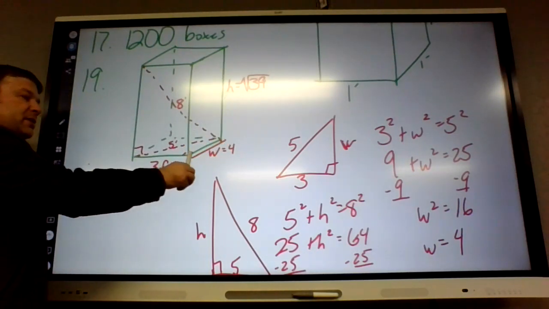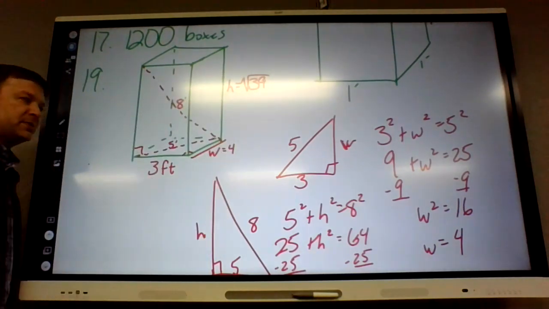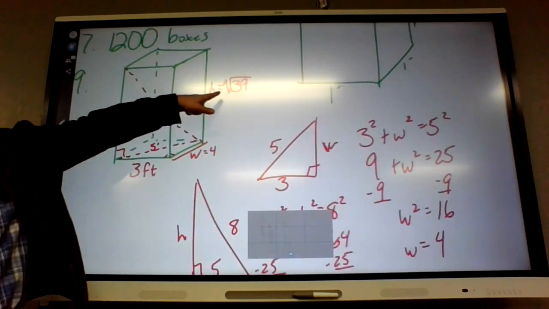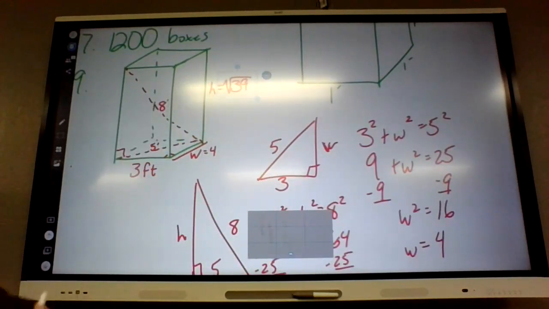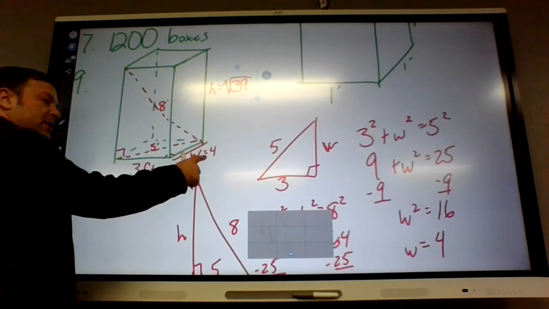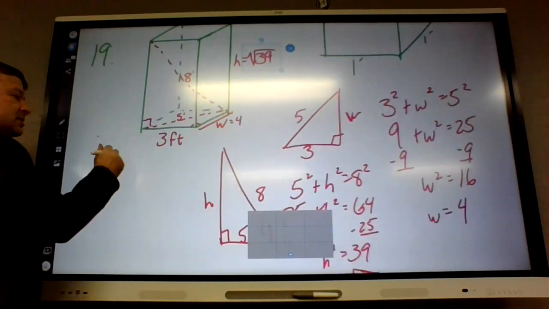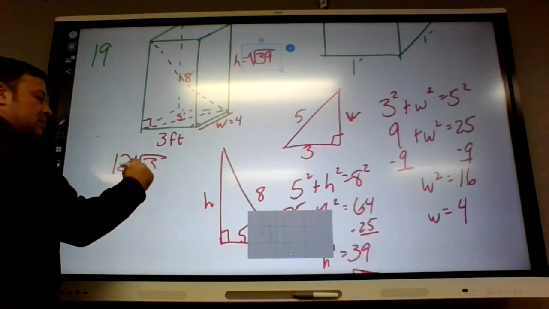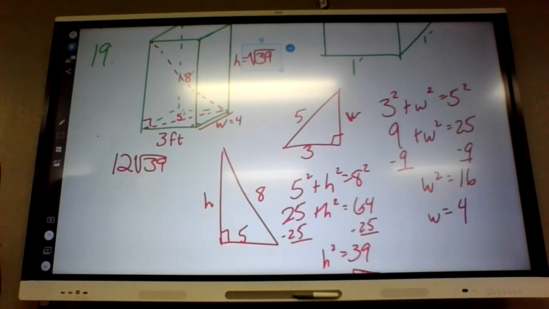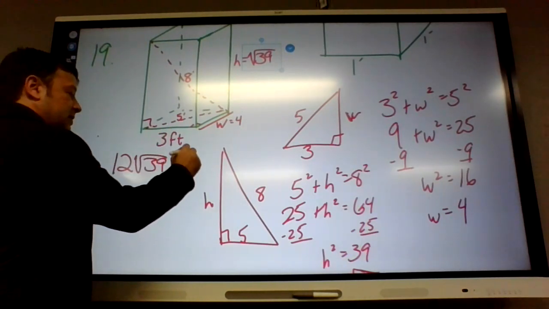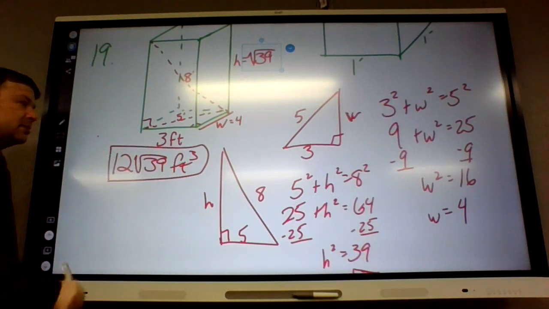Now we have the length, the width, and the height, so you just multiply those together. I'd probably just leave the square root, you could change it to a decimal, but I'd leave it as square root of 39. So 3 times 4 is 12, that's the area of the base, times the square root of 39 is 12 square root of 39. Put that right there.